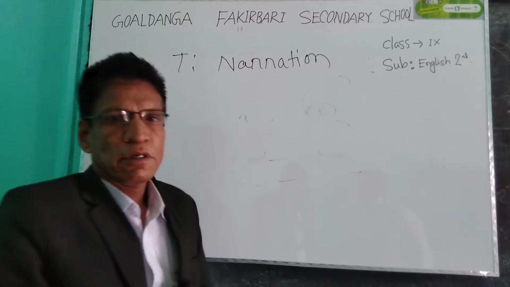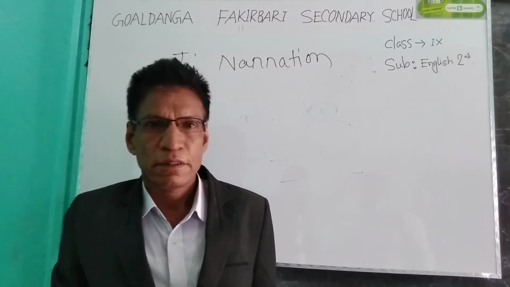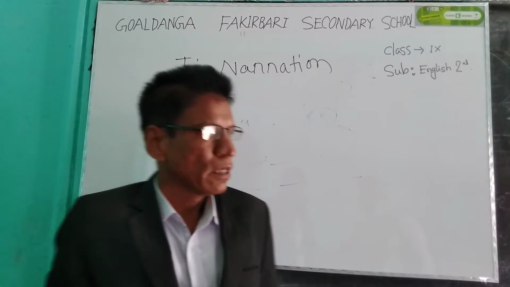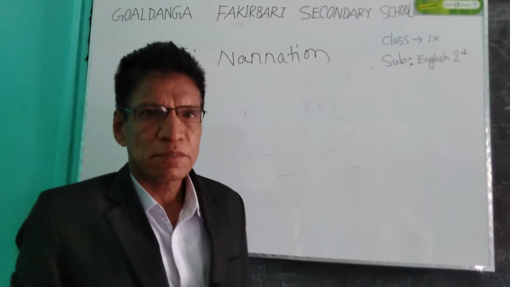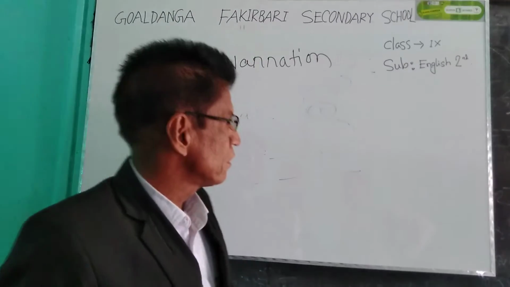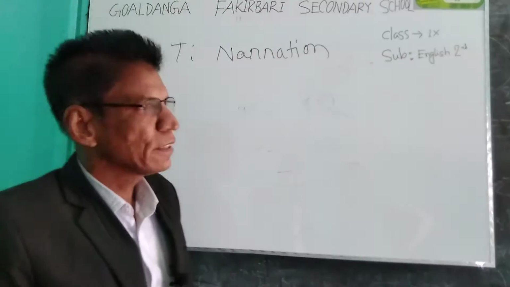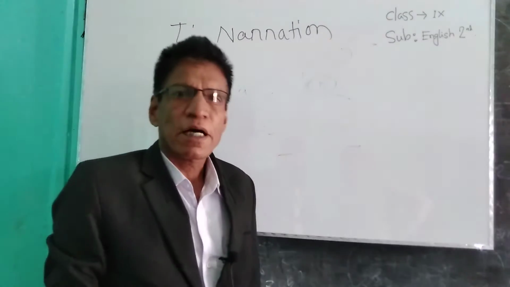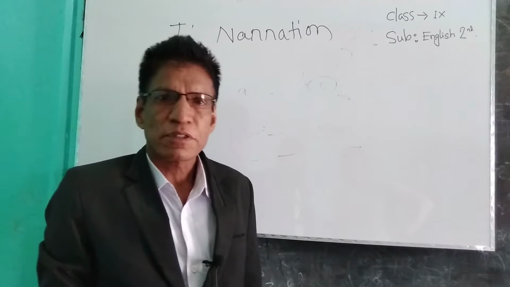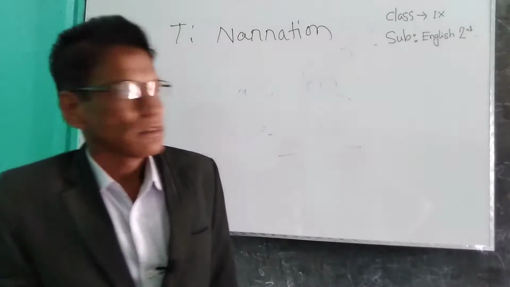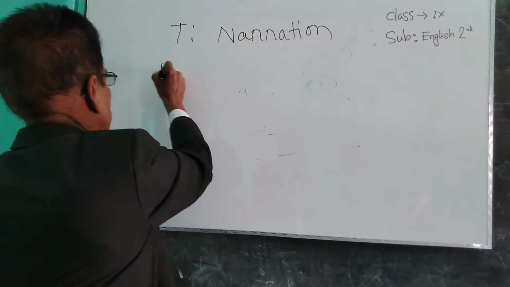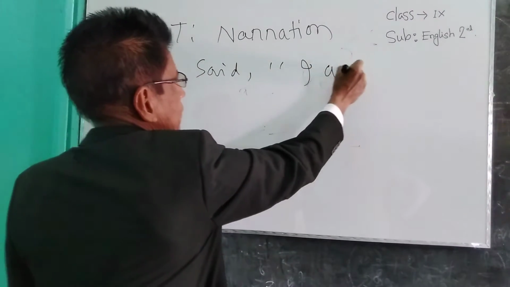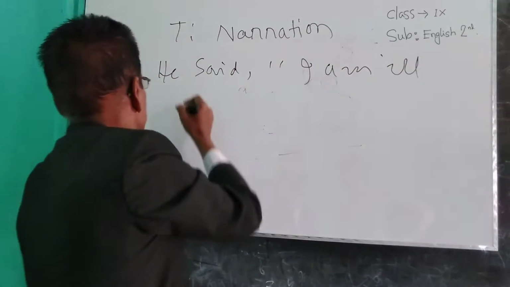First of all, what is narration? Narration means the speech of the speaker. Narrations are of two kinds: direct narration and indirect narration. What is direct narration? When the speaker expresses his speech by himself, it is called direct narration. Here is an example: He said, "I am ill." This is an example of direct narration.